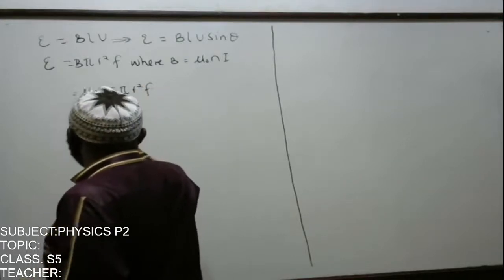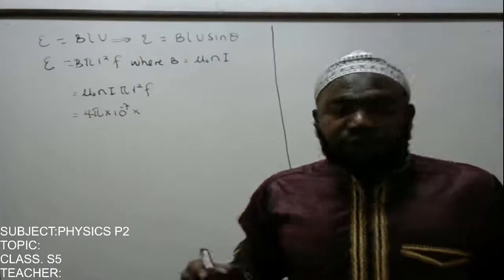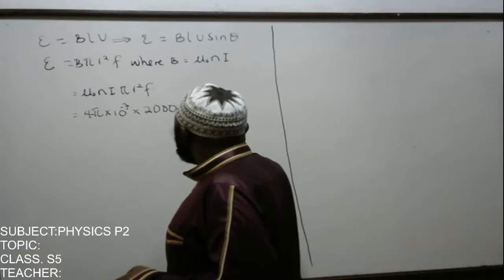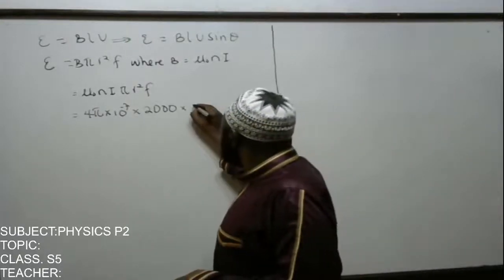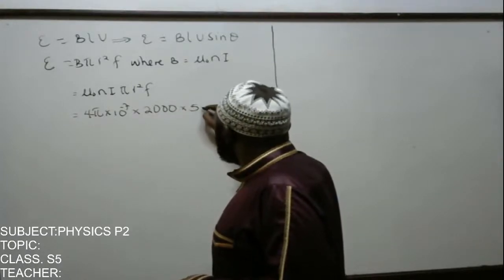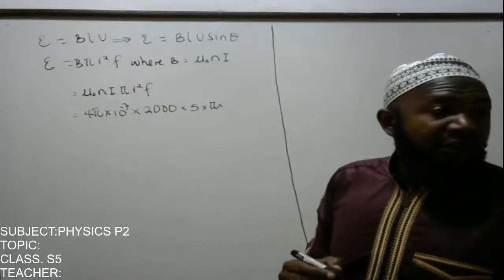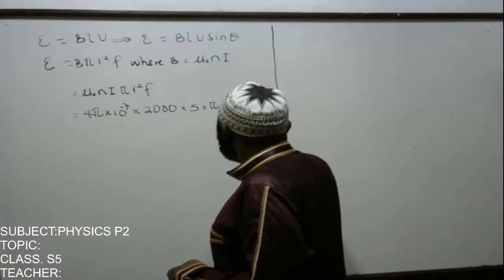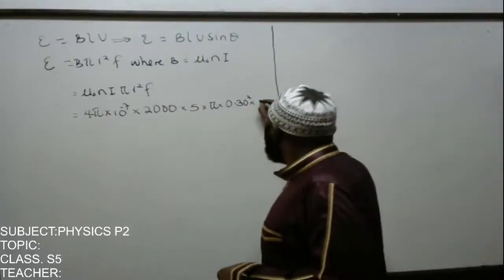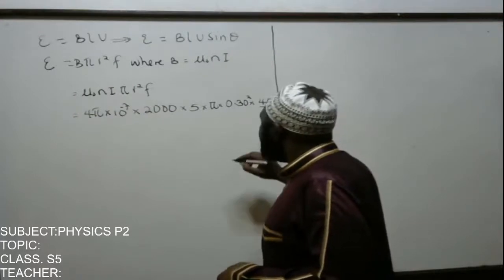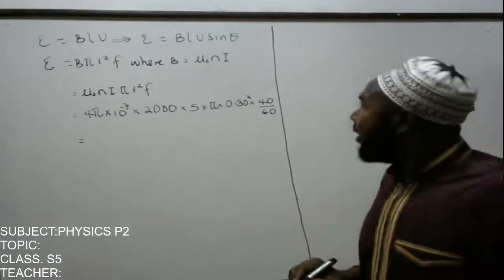So we substitute, that is 4 pi times 10 power minus 7. The number of turns per meter in this question was given to be 2000, times the current flowing in the solenoid, which is 5 amperes. Then pi times pi, the radius of the coil or the disk is 30 centimeters, 0.3 squared, times the frequency, which was given to be 40 revolutions per minute, so we divide by 60. And I think in the end, we are most likely to get the required answer in volts.